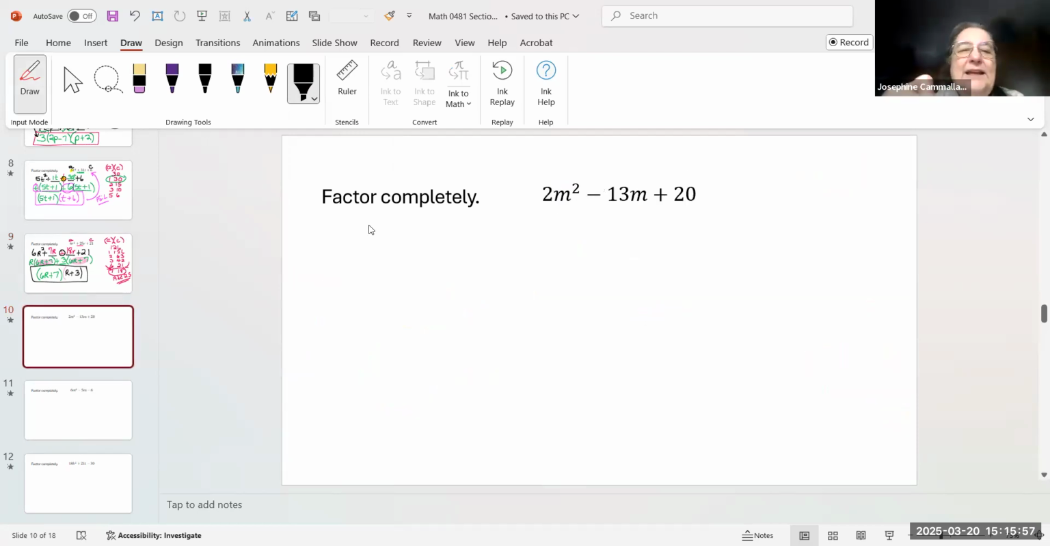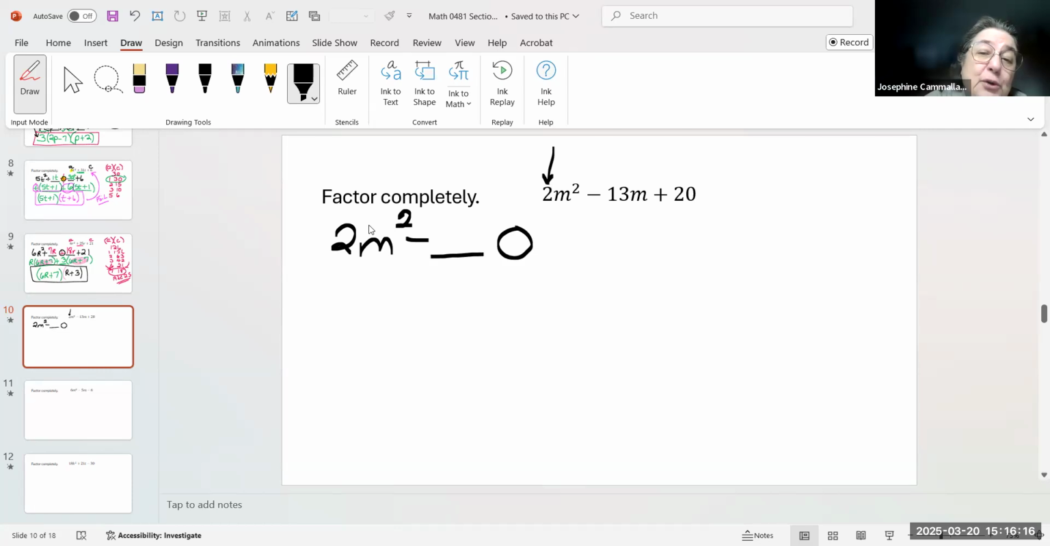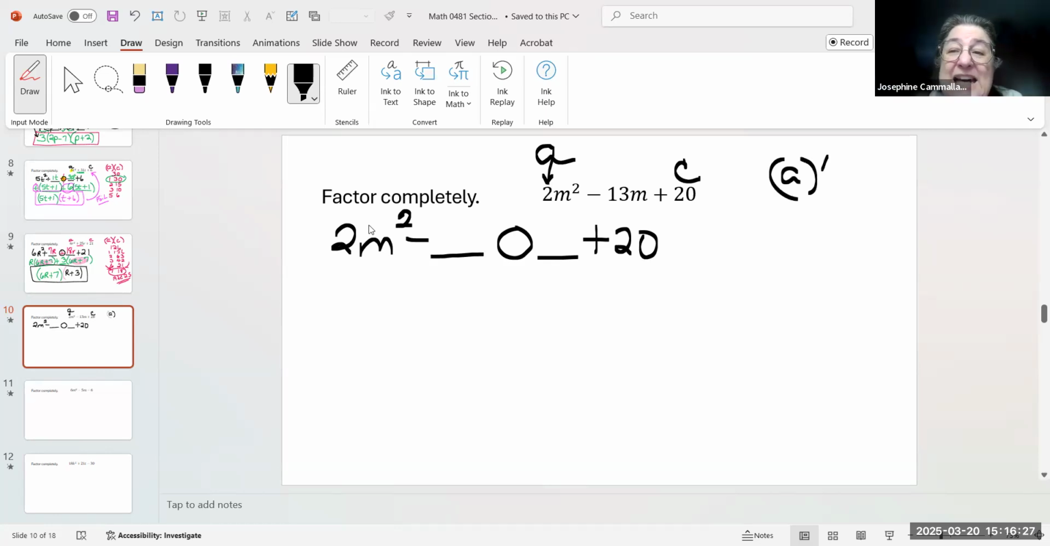Okay. Now, I got a 2 here. Well, I can't divide. There is no greatest common factor here. So this becomes 2m squared minus blank, circle blank, plus 20. The 2 is my A, the 20 is my C. So A times C is 40.